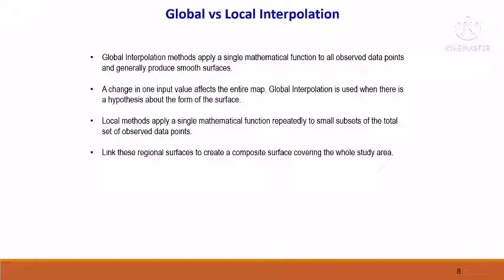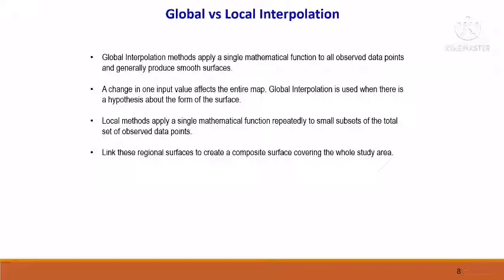So this is a comparison between two interpolation techniques called global and local interpolation. The global interpolation method applies a single mathematical function to all observed data points, and it generally produces smooth surfaces. So a change in one input value affects the entire map. Global interpolation is used when there is a hypothesis about the form of the surface. So if the surface is entirely known, then global interpolation can be used.